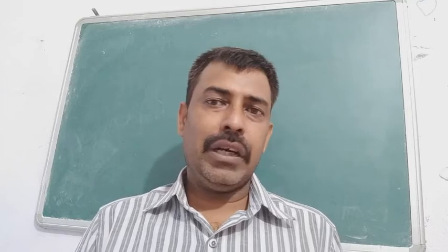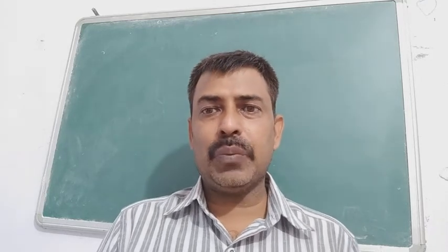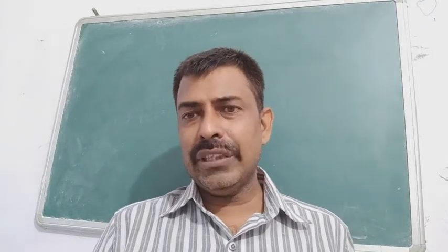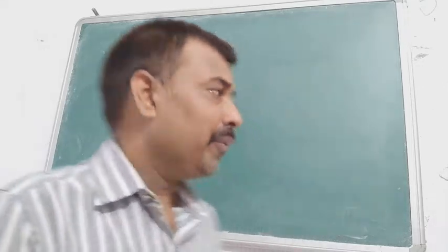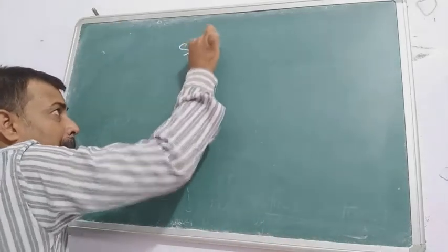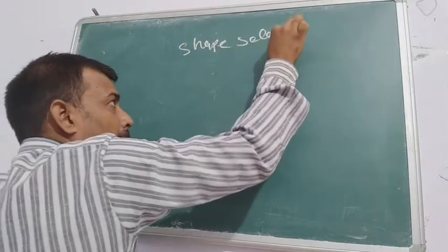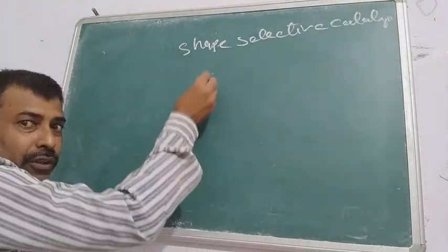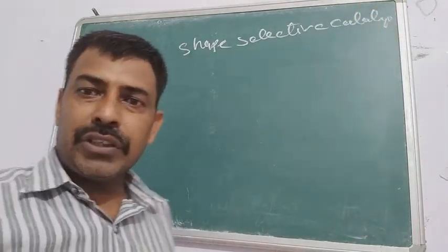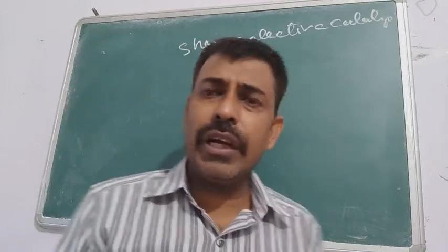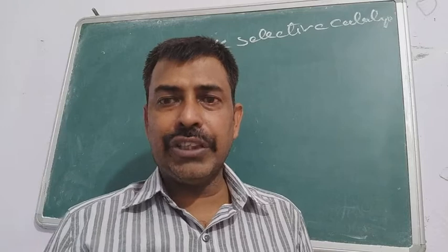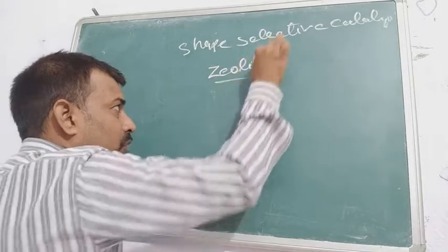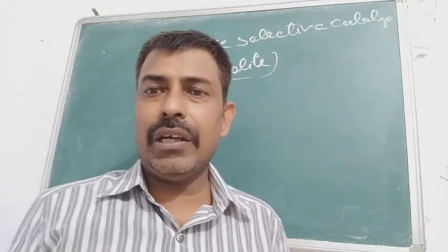We are going to explain how adsorption is capable of explaining the shape selectivity of a catalyst. So in this class we are going to study shape selective catalysis. When we discuss shape selective catalysis, we discuss zeolite, because zeolite is known for its shape selective nature. So it is the zeolite or silicate which is known for shape selective catalysis.